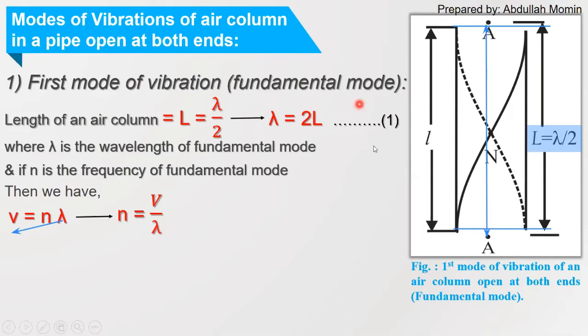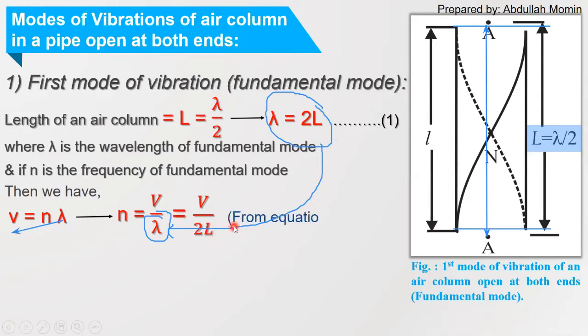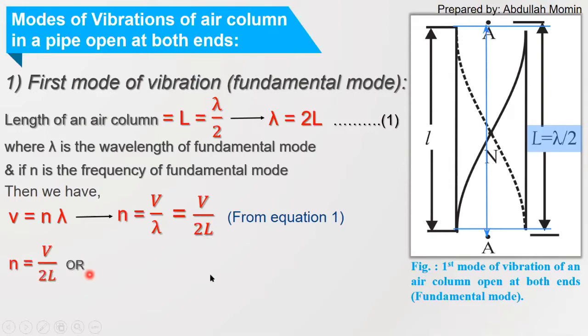And from equation 1, lambda can be written as 2L. So instead of lambda, we are going to put 2L over here. So we will get the formula of n as v upon 2L. N, which is the fundamental frequency, can be written as v upon 2L, or instead of capital L, we can write small l plus E, which is the corrected length of the pipe.